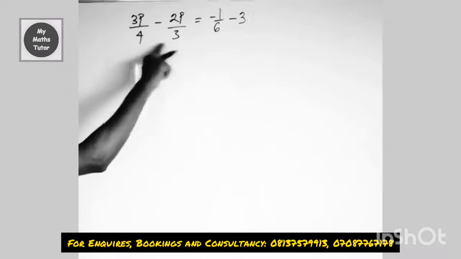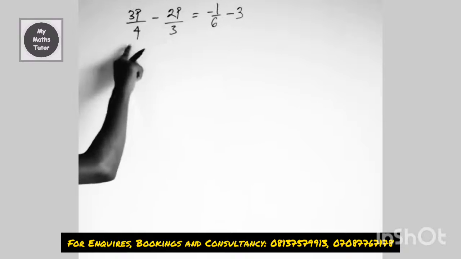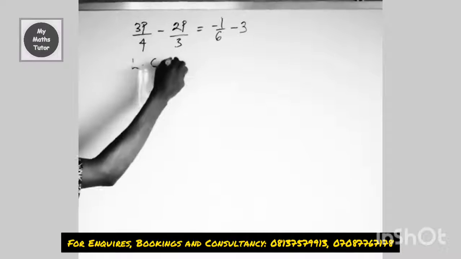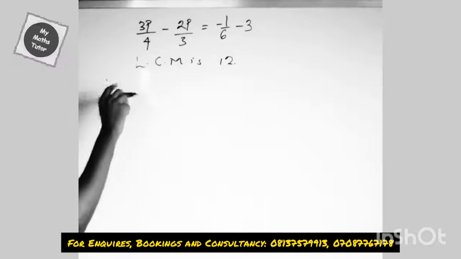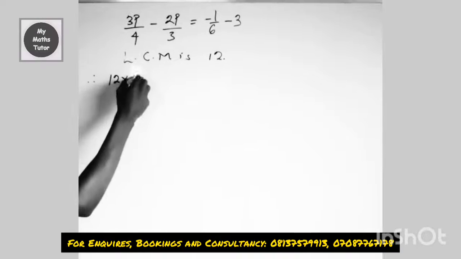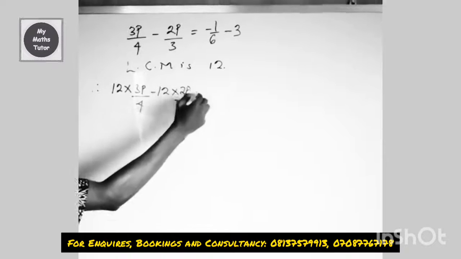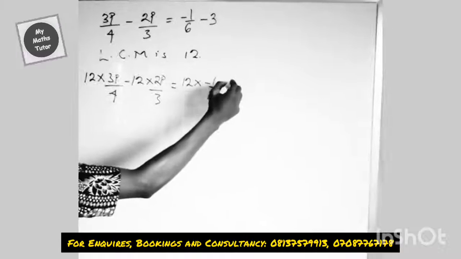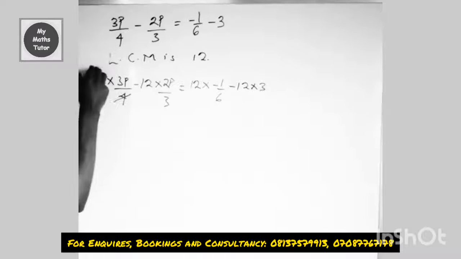Now what we do now is to find the LCM of 4, 3, and 6, which will guide us in reducing these fractions. The LCM of 4, 3, and 6 is 12. So we multiply through by the number 12. That's 12 times 3p over 4, minus 12 times 2p over 3, will now be equal to 12 times minus 1 over 6, minus 12 times 3.